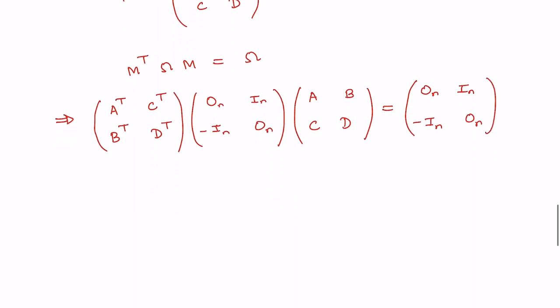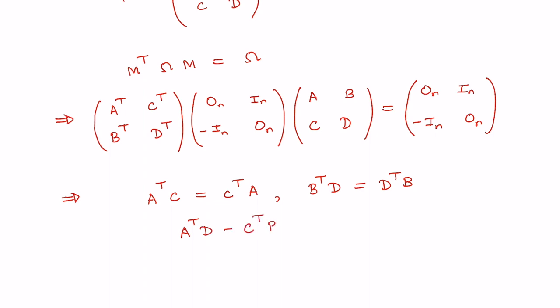If you do the algebra, it's very straightforward, just simple matrix operations. Rather than i, you can just write I. Anyway, you can put it like this also. This will give you these conditions: A transpose C is equal to C transpose A. B transpose D is equal to D transpose B. And you will get A transpose D minus C transpose B is equal to the identity.